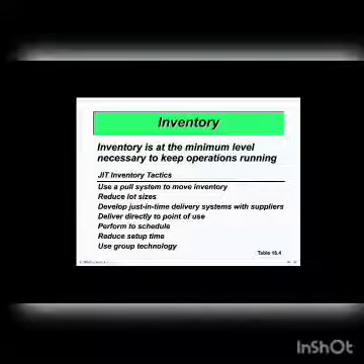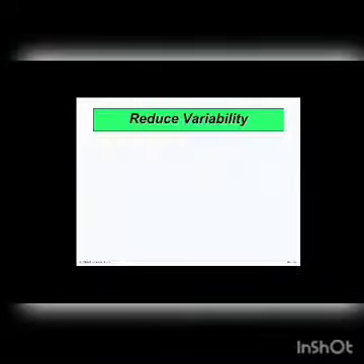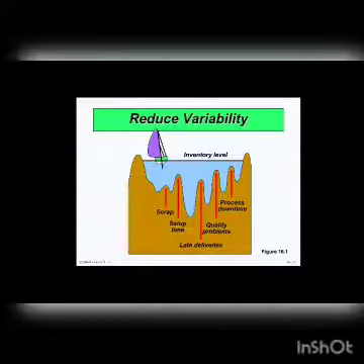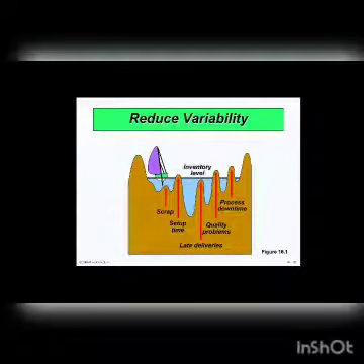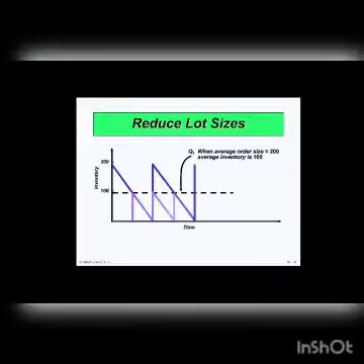JIT inventory tactics, they use a pull system in reduced lot sizes. The variability is reduced. See, if the inventory level is as shown for a normal system, and for a JIT system the inventory level is much reduced. So this provides a cushion or a buffer for the manufacturing firm to use the asset that is invested on inventory for some other need. Reduce lot sizes.